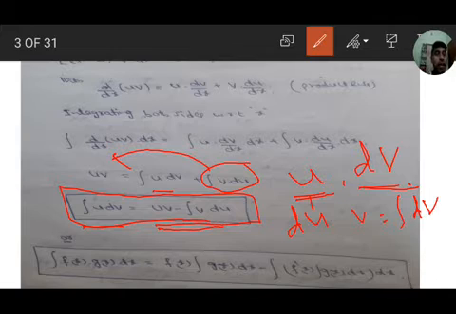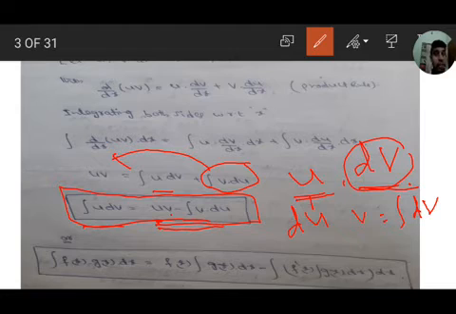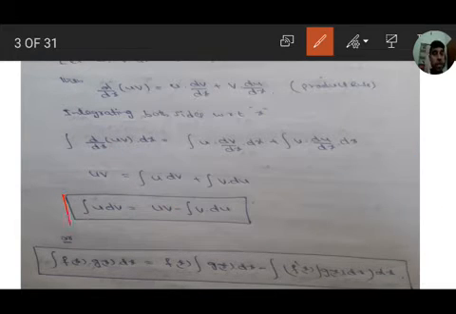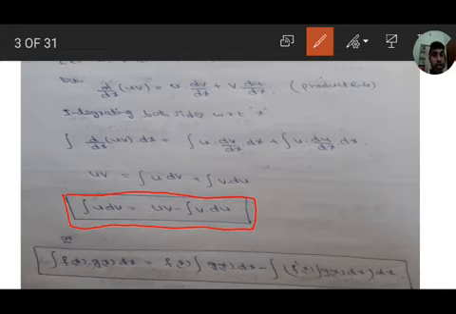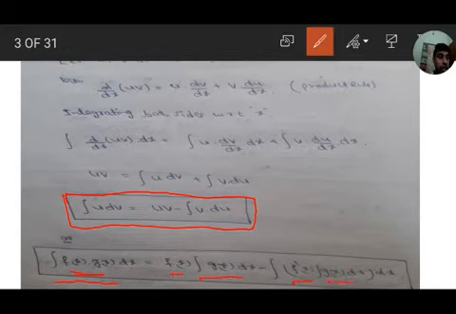Substitute these values: u is the function as it is, v is the integration of the second function, minus integration of v, the integration of the second function, into du, the derivative of the first function. That is the formula, integration of u into dv equals uv minus integration of v into du. That is the formula for a product of two functions, or it can be written as integration of f of x into g of x dx, equal to f of x into integration of g of x dx, minus integration of f dash x into integration of g of x dx.